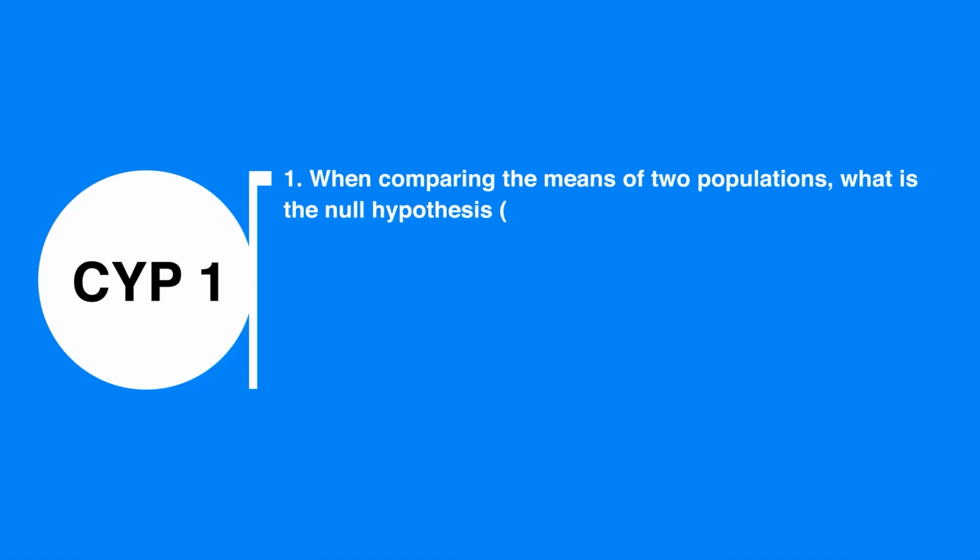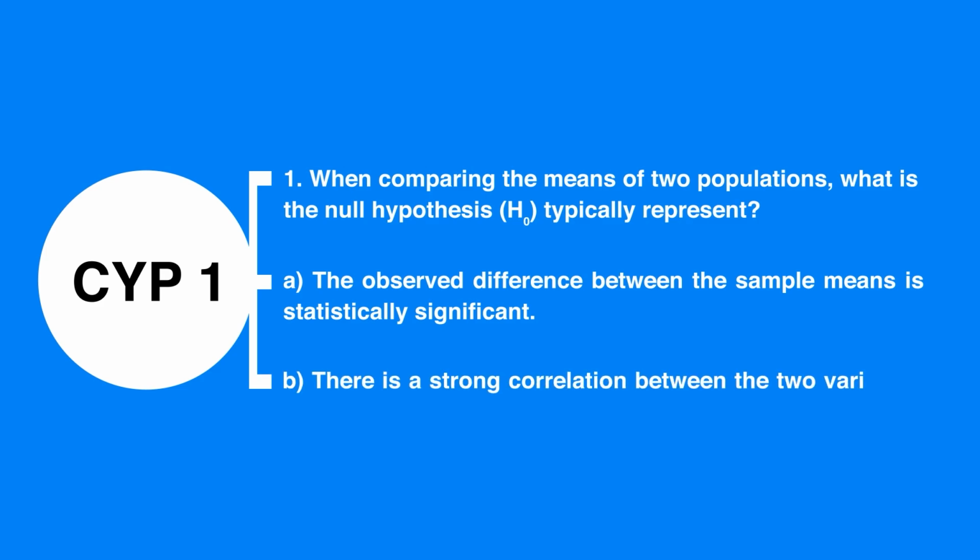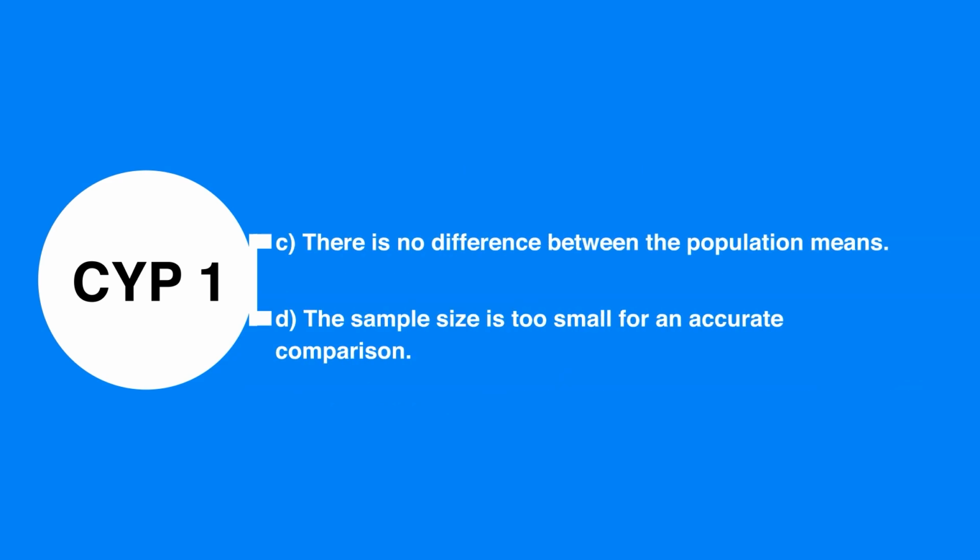Question 1: When comparing the means of two populations, what does the null hypothesis typically represent? Option A, the observed difference between the sample means is statistically significant. B, there is a strong correlation between the two variables being compared. C, there is no difference between the population means. And D, the sample size is too small for an accurate comparison.